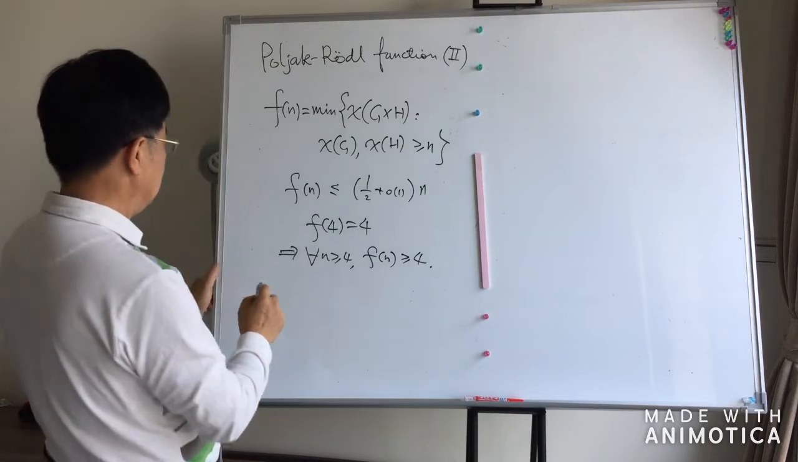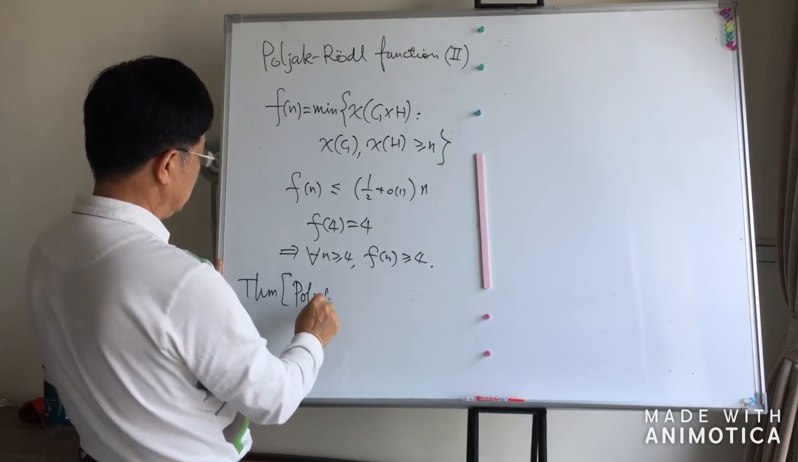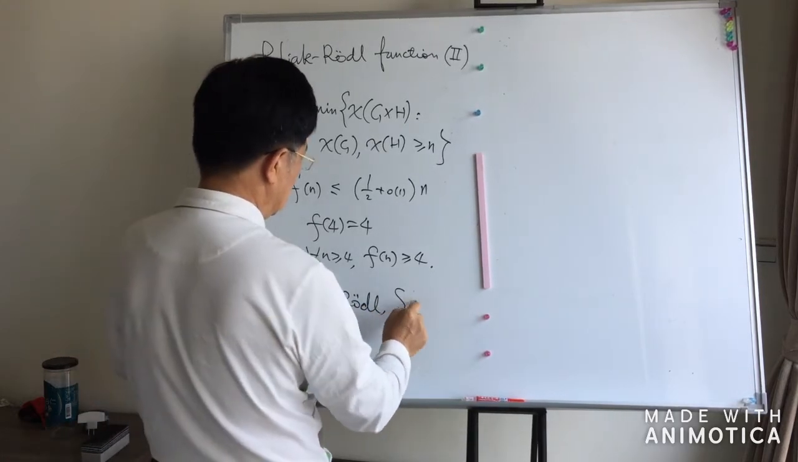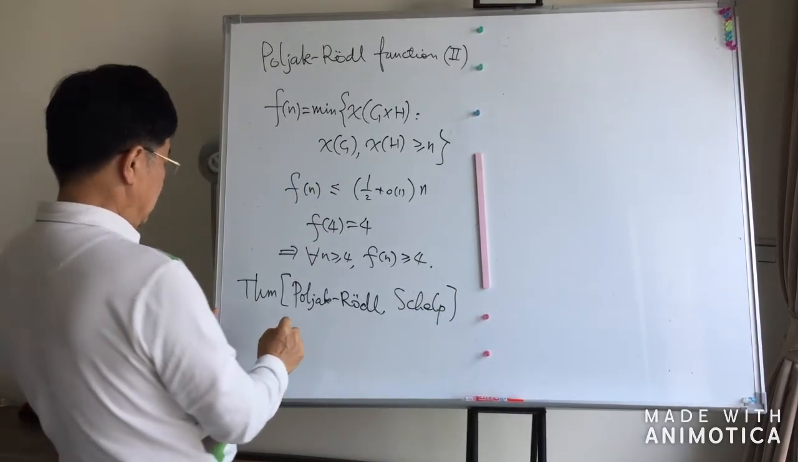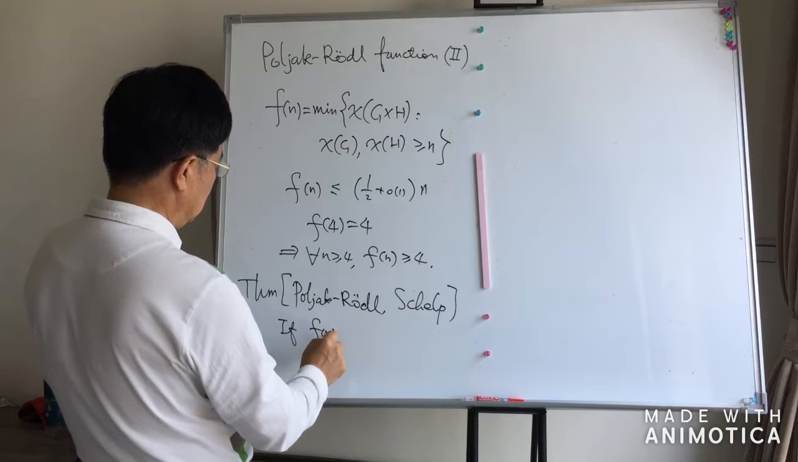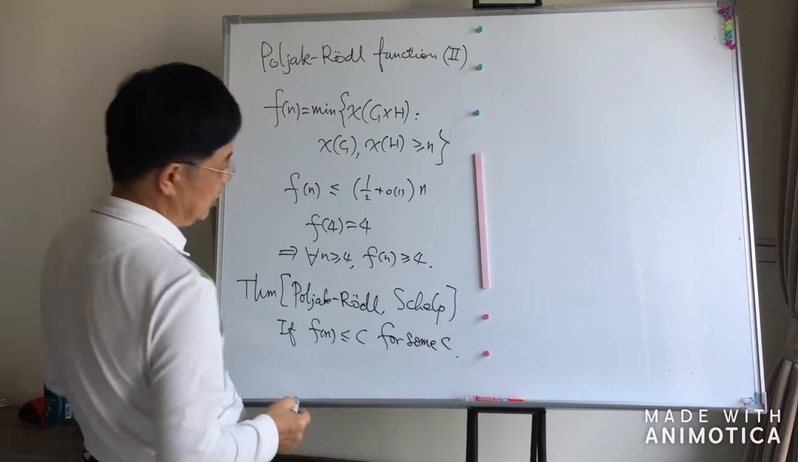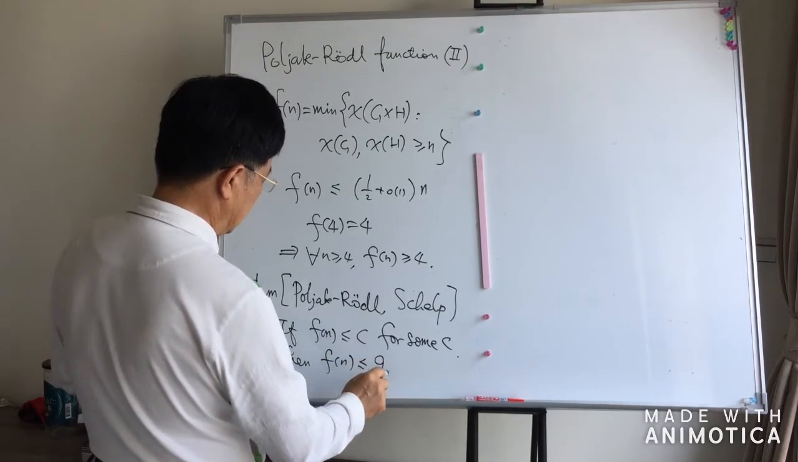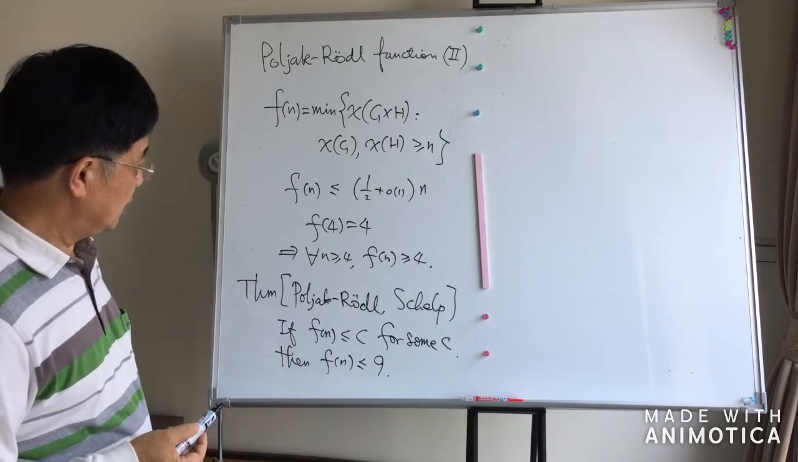But today we're going to prove that f(n) could be bounded by a constant. We're going to prove the following theorem. The theorem is by Poljak and Rödl. That's why it's called the Poljak-Rödl function. And also, one part is attributed to Schiller. That is, if f(n) is less or equal to c for some constant c, then it is bounded by a small number, 9. So if it's bounded by a constant, it's bounded by a small constant. So we're going to prove this theorem.